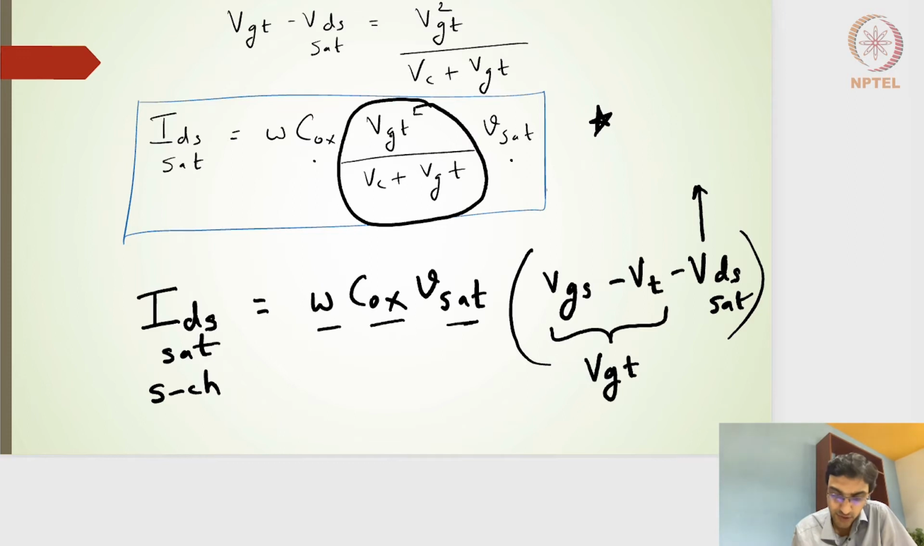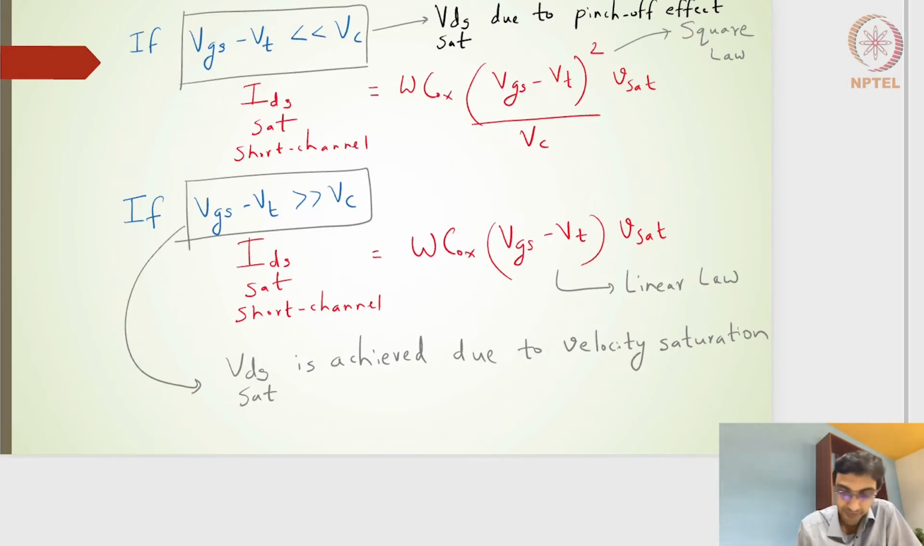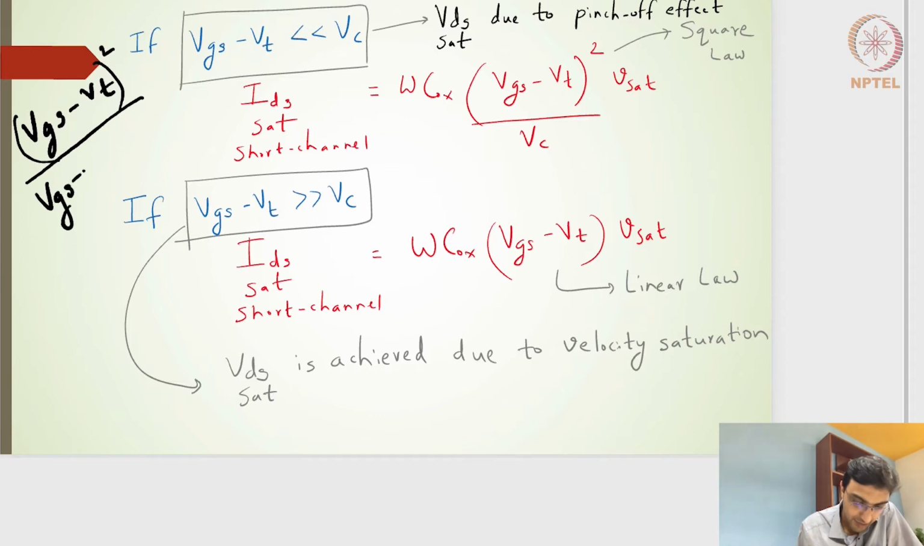It's not going to change. So if I consider VGS minus VT divided by VC plus VGS minus VT, I'm going to write it here so that we have VGS minus VT, the whole square, and then divided by VGS minus VT plus VC, right?